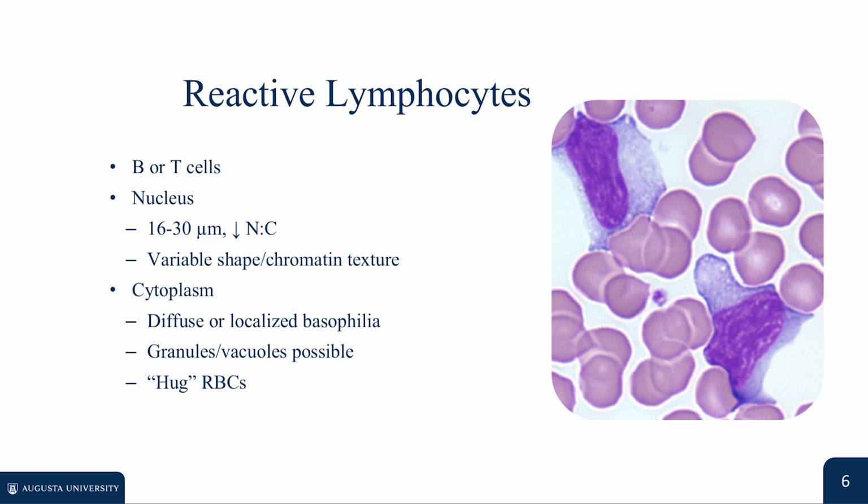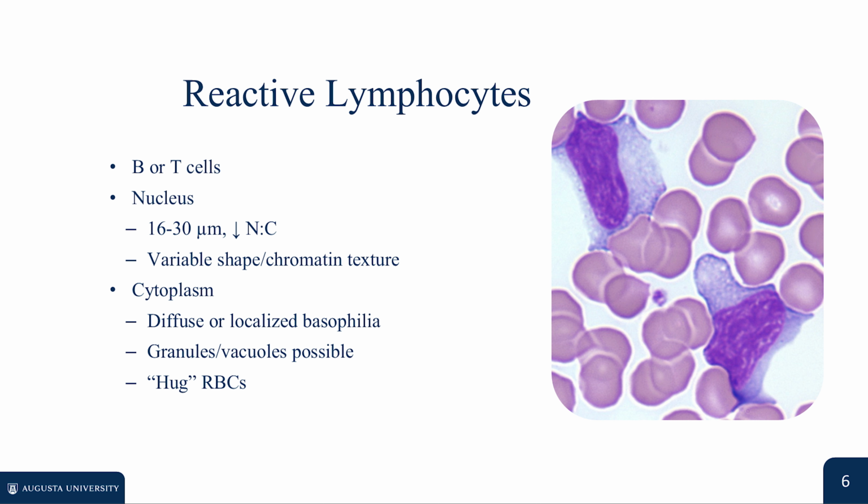Morphologically, reactive lymphocytes are significantly enlarged, ranging from 16 to 30 microns in diameter, and exhibit a decreased nucleus-to-cytoplasm ratio compared to resting lymphocytes. The nucleus is highly variable in shape, presenting round, lobulated, folded, or elongated contours with chromatin that ranges from fine to moderately clumped. Nucleoli may occasionally be visible due to active protein synthesis.